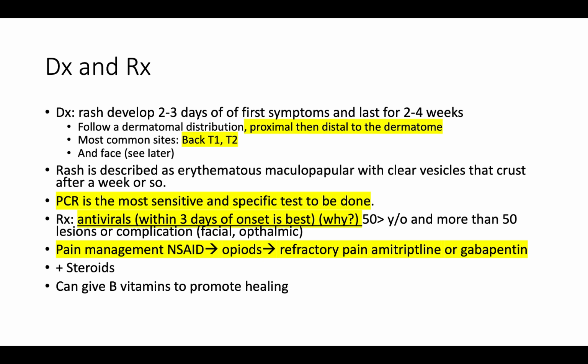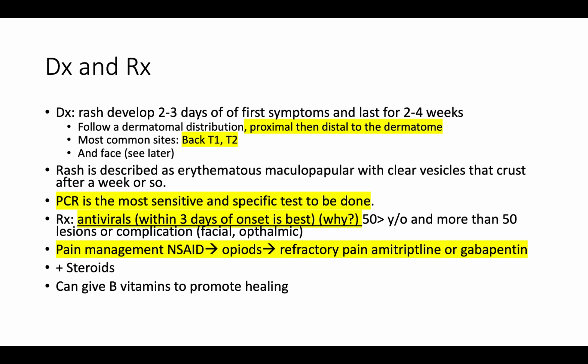Treatment, you can give antivirals within 3 days of the onset. Why? Because that's when the virus has replicated and caused the damage. After that, there's no virus. The problem is the nerve damage or the myelin sheath damage. That's the problem. So after 3 days the virus is gone, and you are now dealing with the inflammation later on and the consequences of the inflammation.